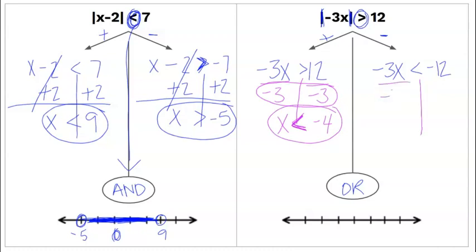We do the same solving process, divide by -3. So x is, again, we have to flip that inequality because we divided by a negative. -12 divided by -3 is +4. So we have x is less than -4, or x is greater than 4.